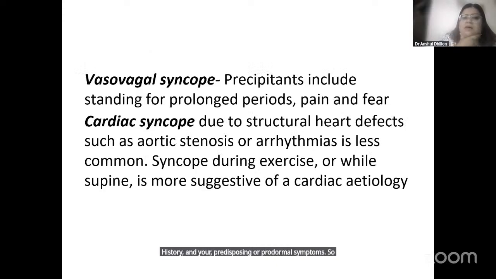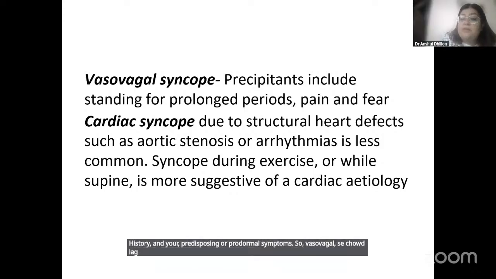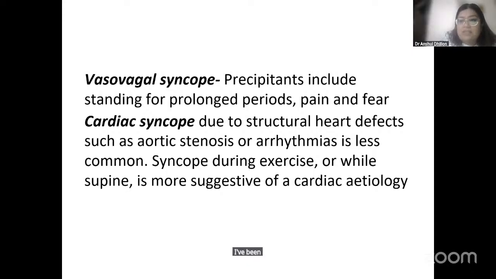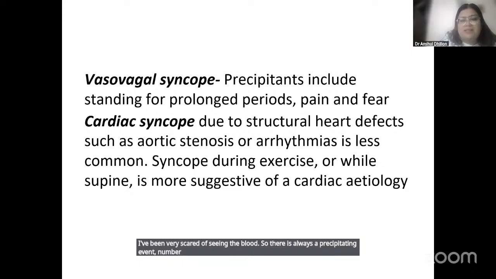So vasovagal, a child had a very hard injury, or some children have these episodes when blood sampling has been done, or they are very scared of seeing blood. So there is always a precipitating event, number one. Or there are some teenage girls who have just started menarche, the bleeding was quite heavy and the child had not had any food and had these episodes.